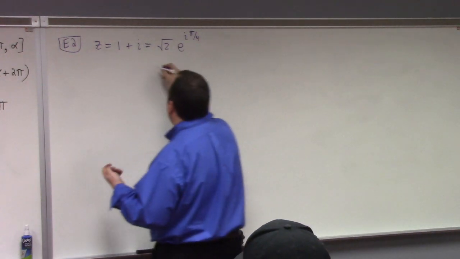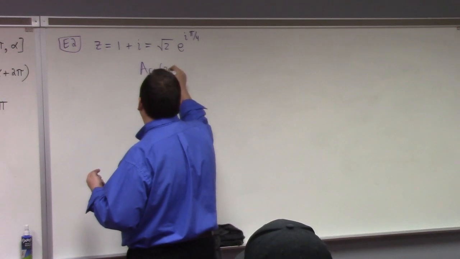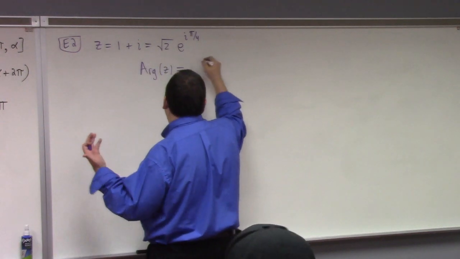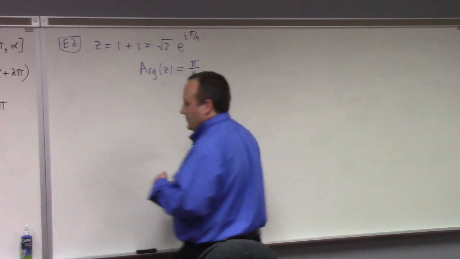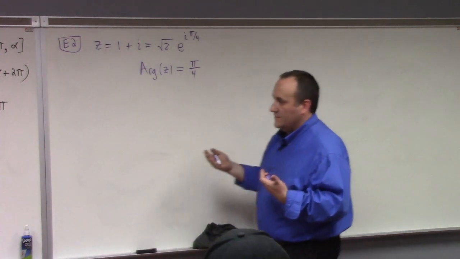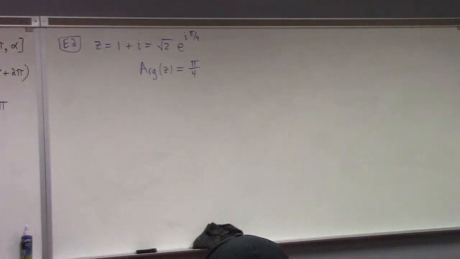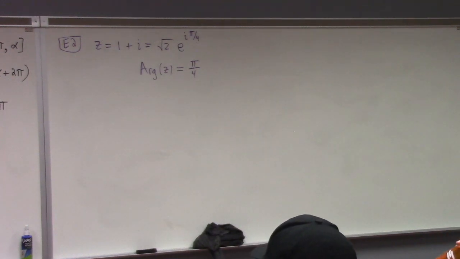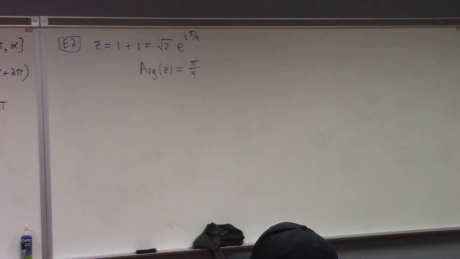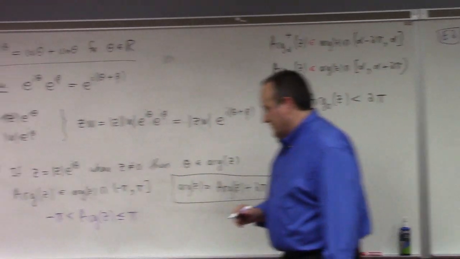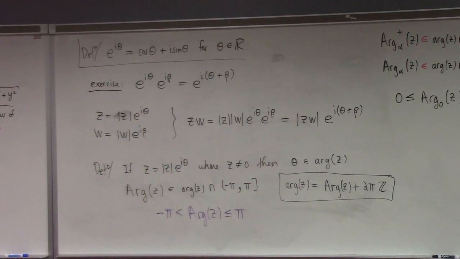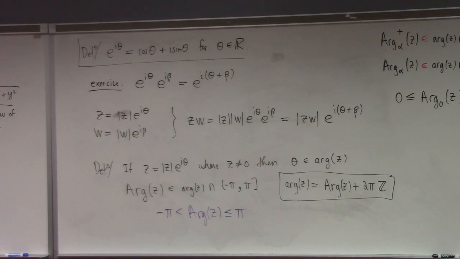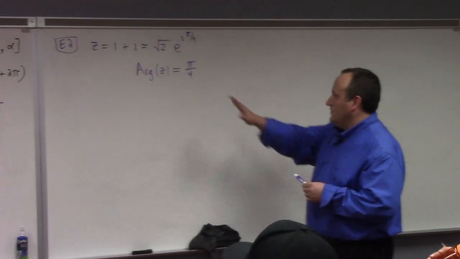I mean, what's arg z then here? Well, it's pi over 4, right? Why? Because that's where it is. So this down here would also tell me minus pi is less than arg z. Oh, I had element of over here, didn't I? I'm nothing if not inconsistent there.